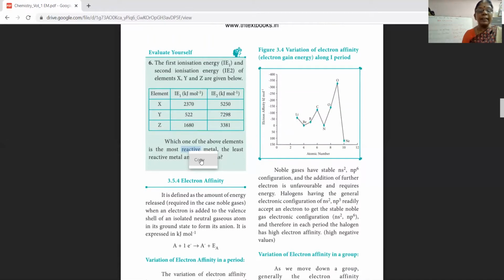Next, electron affinity. This electron affinity we will see in our next class. And now I am going to conclude here. The remaining we will see in our next class.